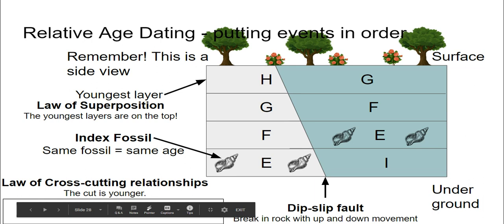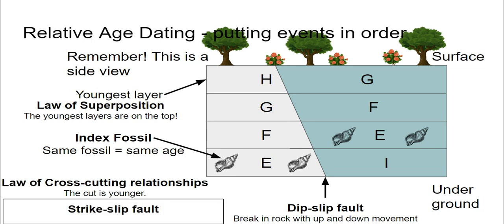That's important to keep in mind because the last one doesn't show up very well on it, which is a strike-slip fault. A strike-slip fault won't have up and down movement. A strike-slip fault is going to have a side-to-side movement, left or right movement. It's going to have horizontal movement. It's not going to have vertical movement. So that's your strike-slip fault.